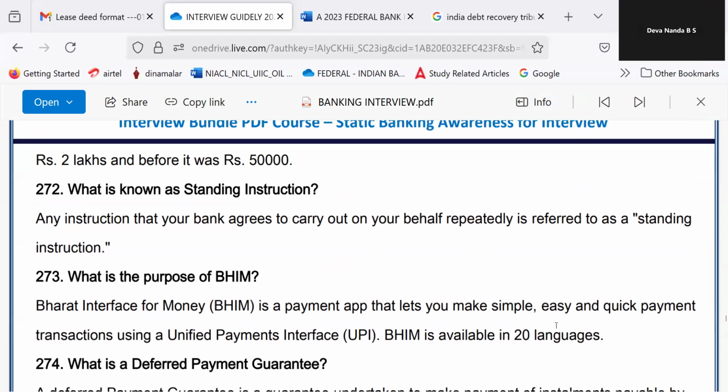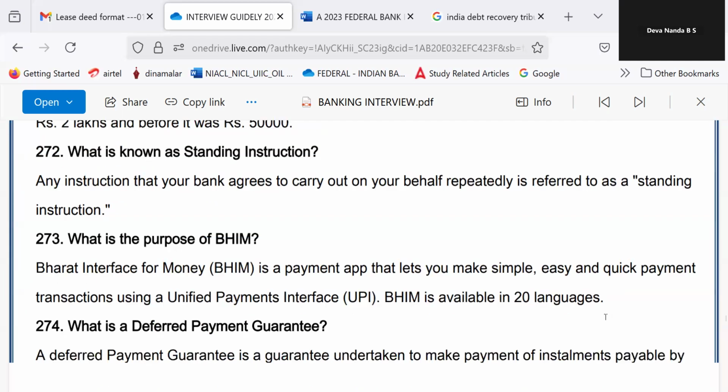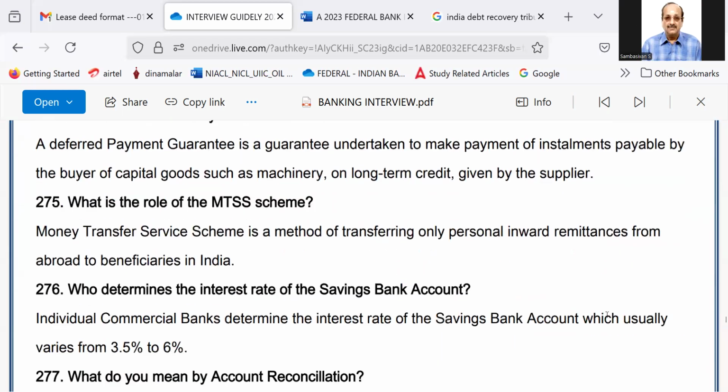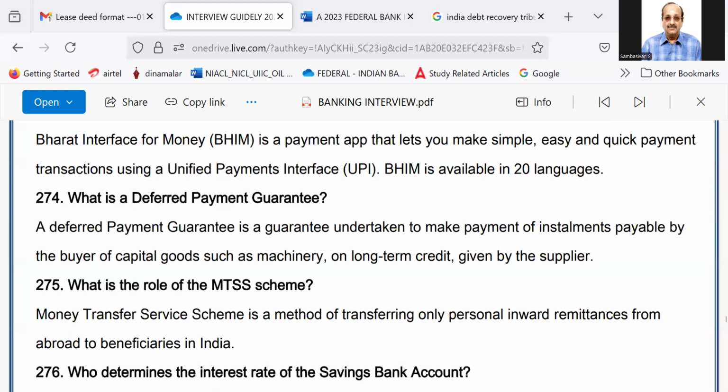What is the purpose of BHIM? Bharat Interface for Money. BHIM is a payment app that lets you make simple, easy, and quick payment transactions using a unified payments interface (UPI). BHIM is available in 20 languages. Very good. Continue. Next is 274.